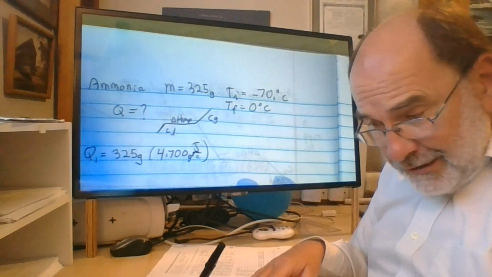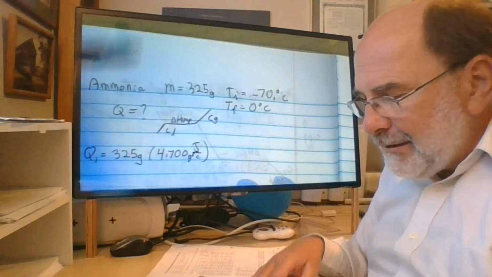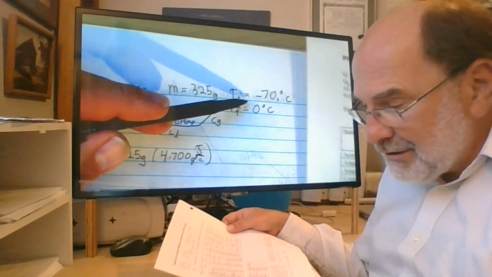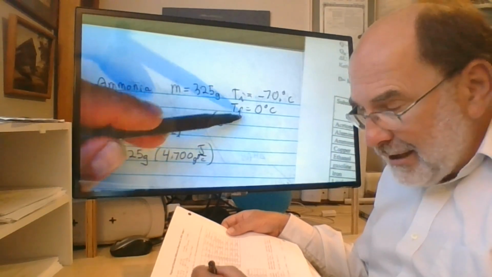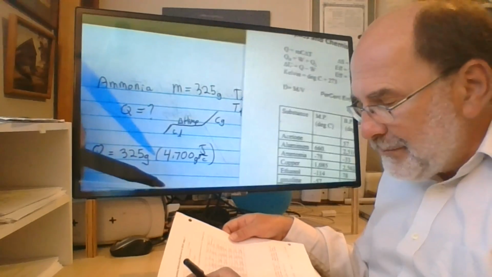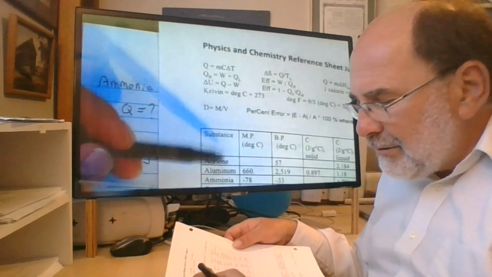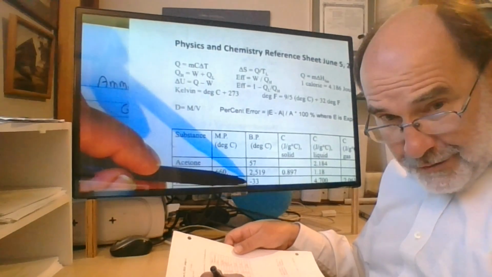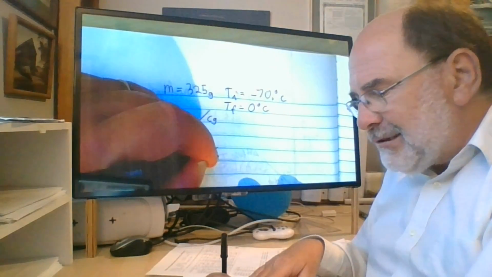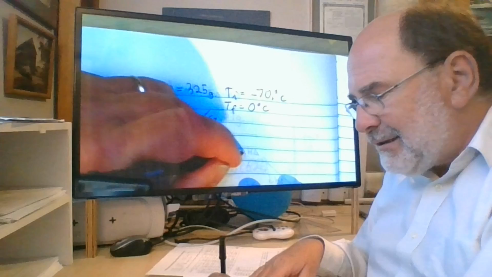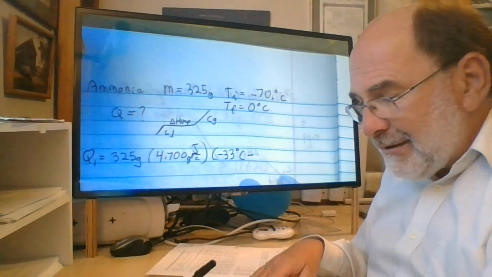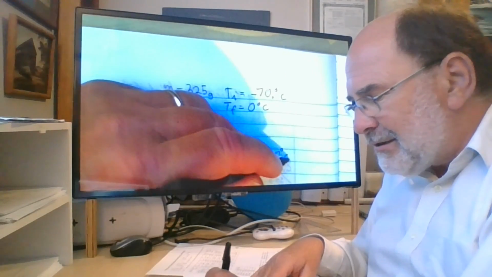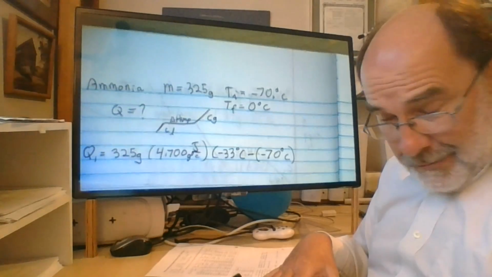Now, the increase in temperature is going to be from negative 70 degrees initial temperature, but not to 0 degrees. I can only heat liquid ammonia to its boiling point. So I can only increase it to negative 33 degrees. So final temperature is negative 33 degrees, and I subtract from that its initial temperature of negative 70 degrees C. Yeah, how good's your math, right?